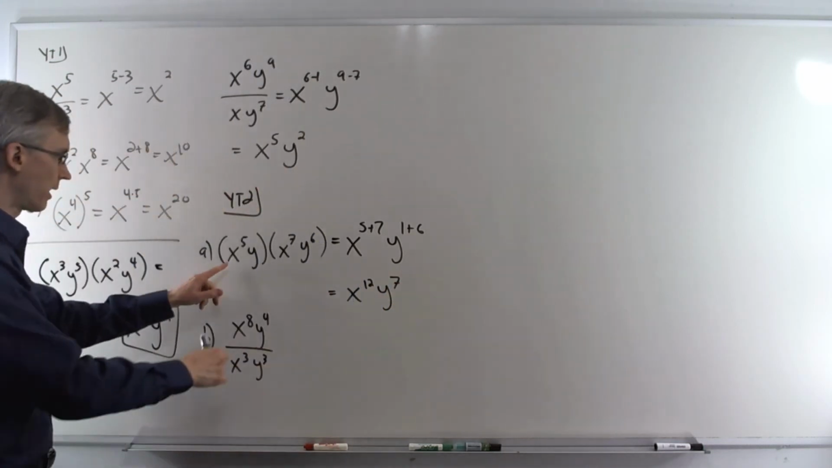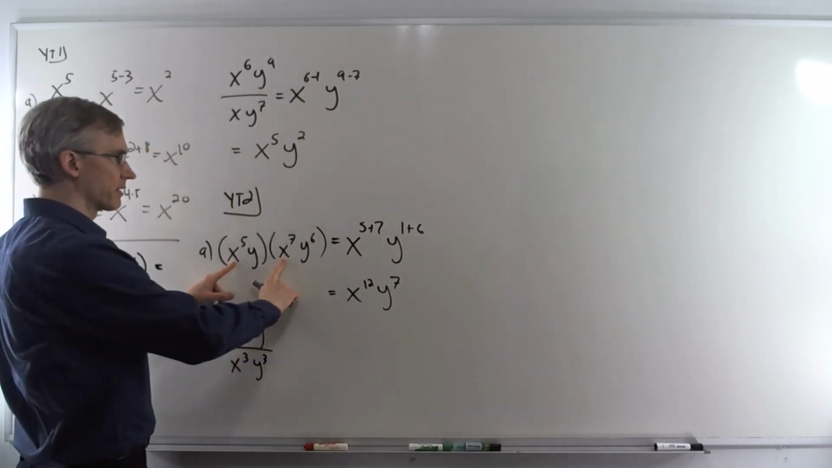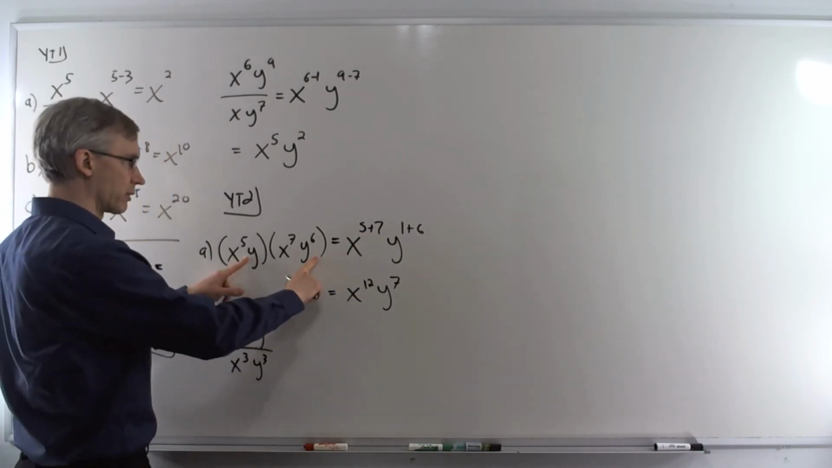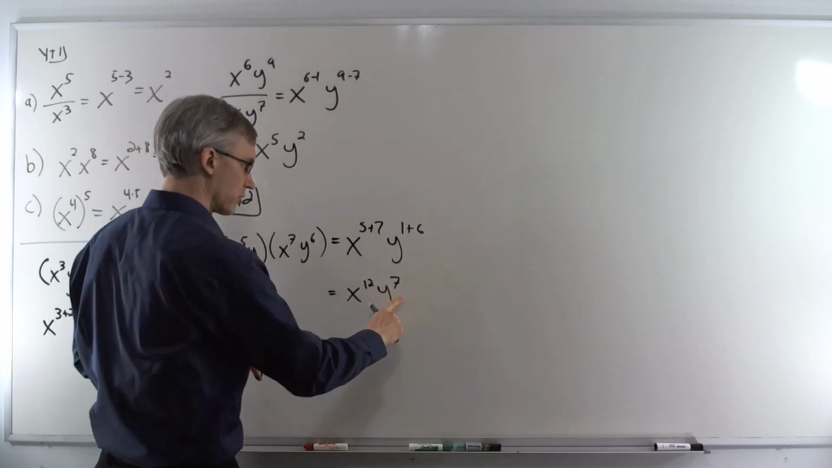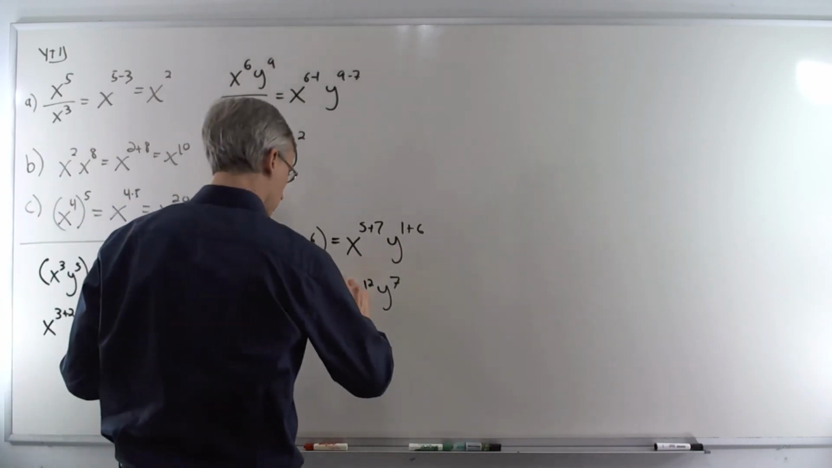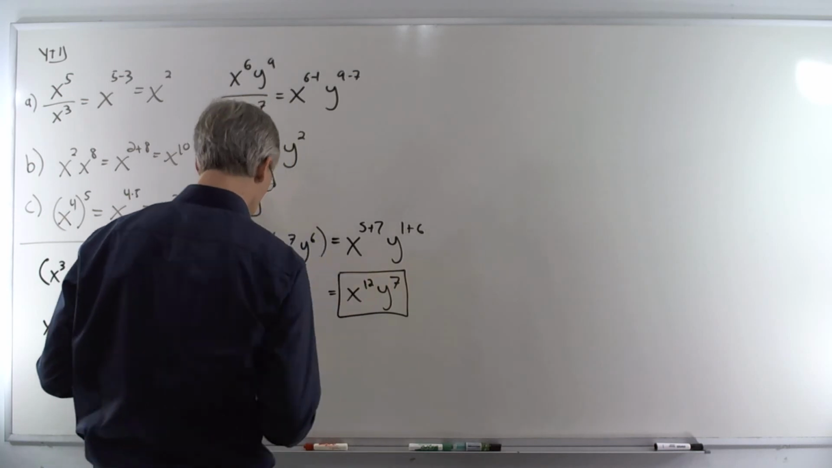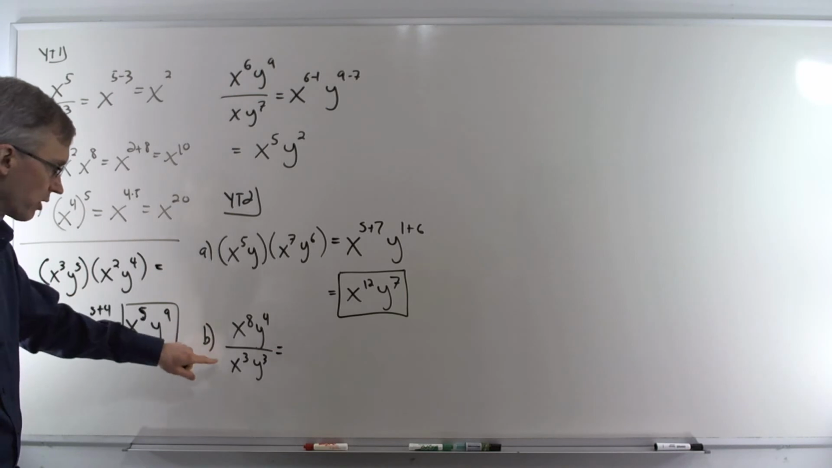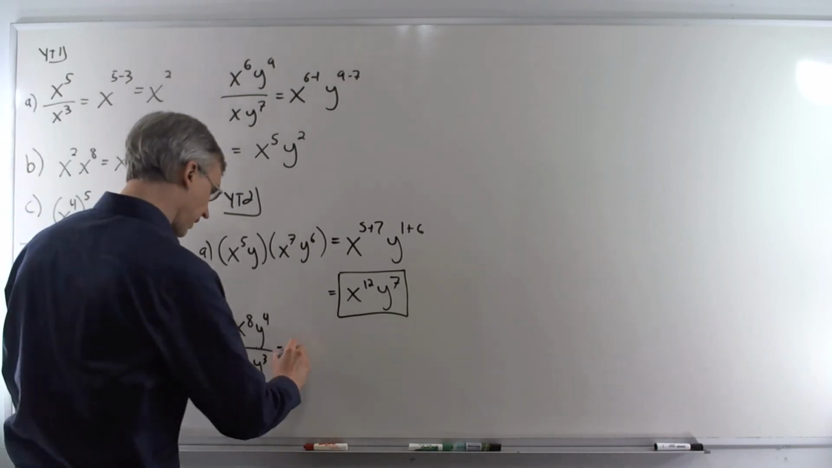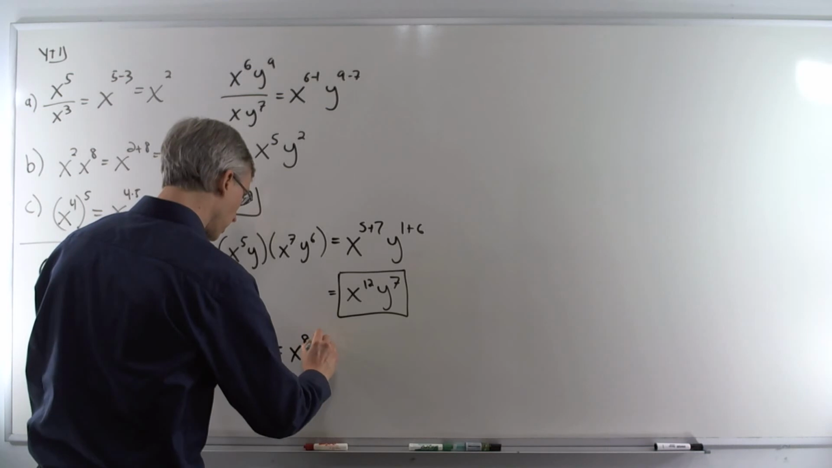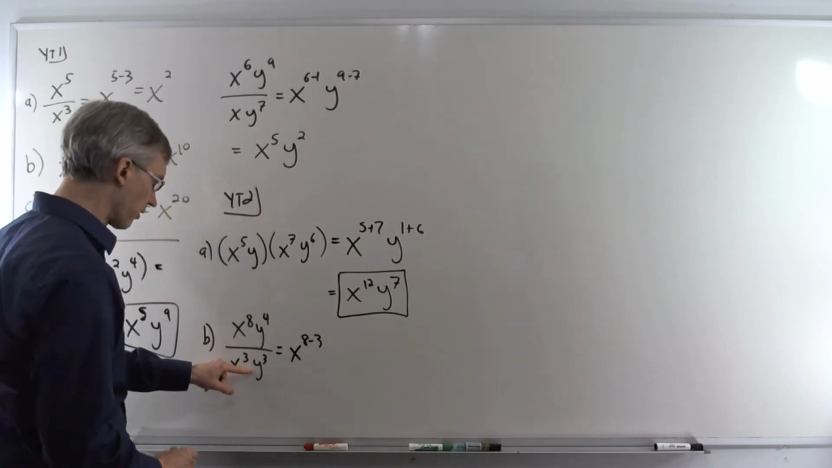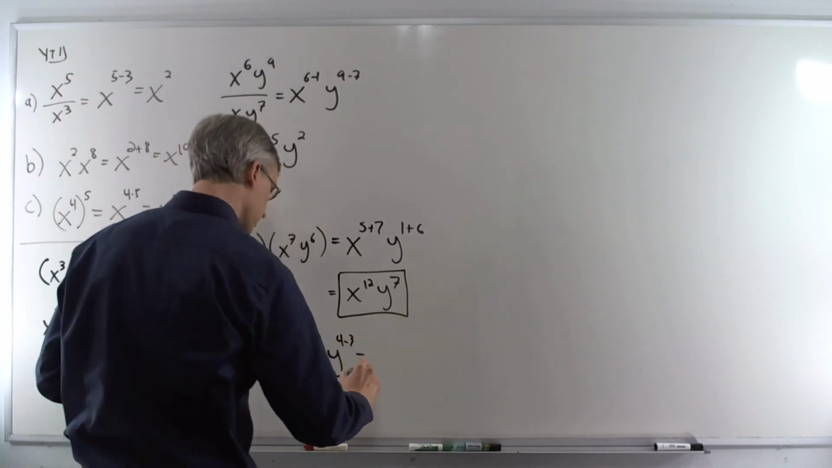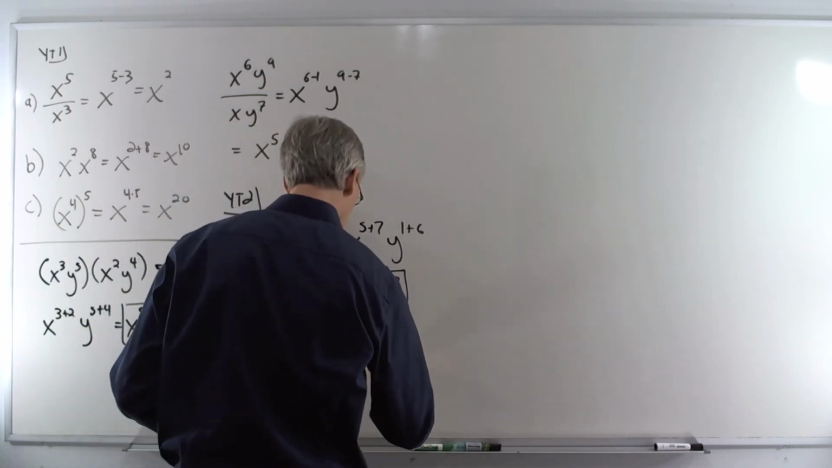First one, we're going to combine the x's, x to the 5th times x to the 7th, that's x to the 5 plus 7, or x to the 12th. The y's, y to the 1st times y to the 6th, that is y to the 1 plus 6, or y to the 7th. Next one. Now we're doing quotient rules, so we'll subtract these exponents. Combining the x's, we have x to the 8 minus 3, and then y's be 4 minus 3. And that is x to the 5th times y.